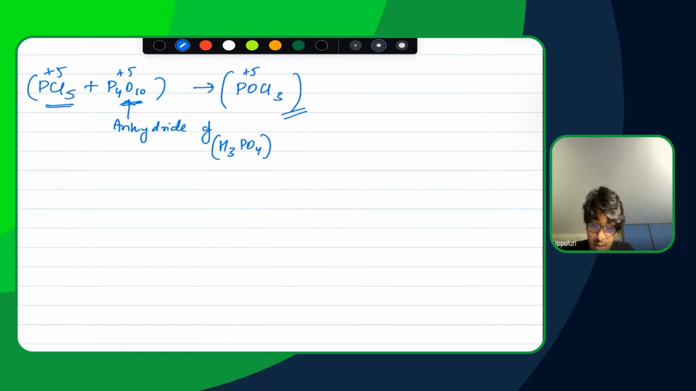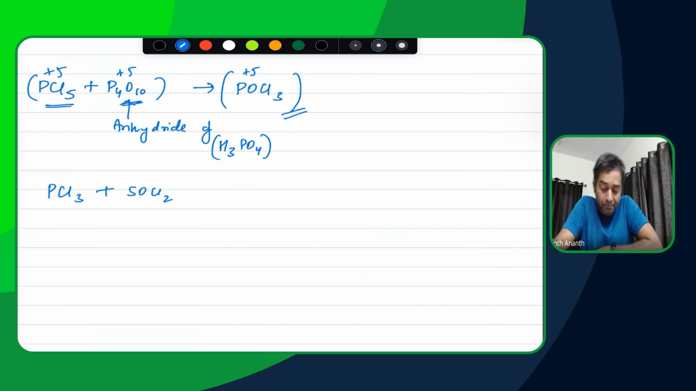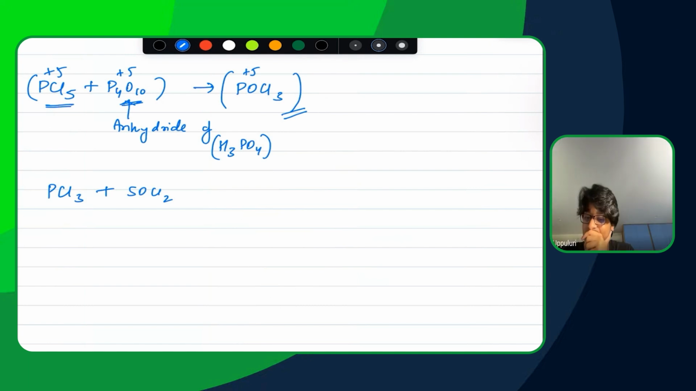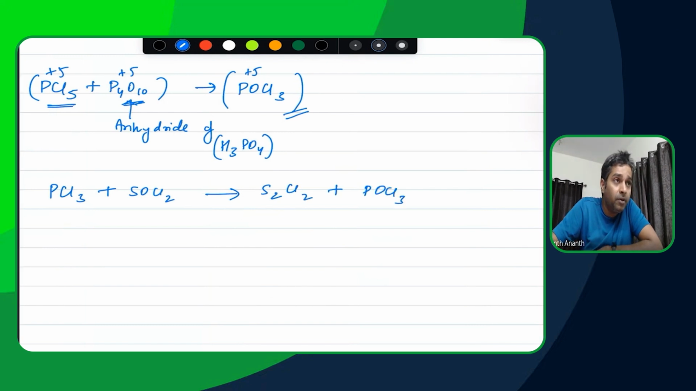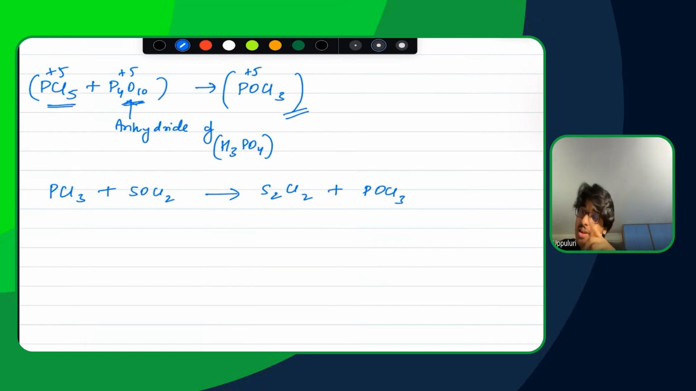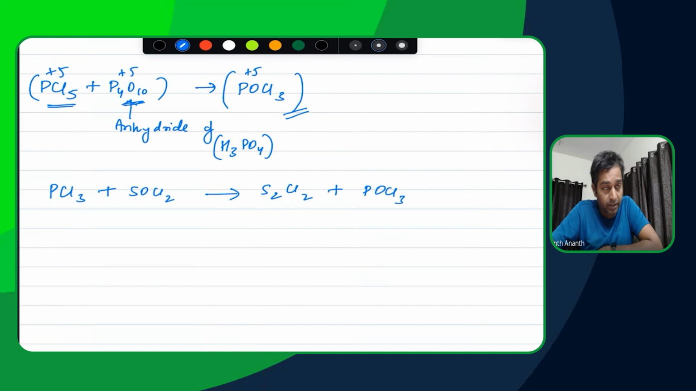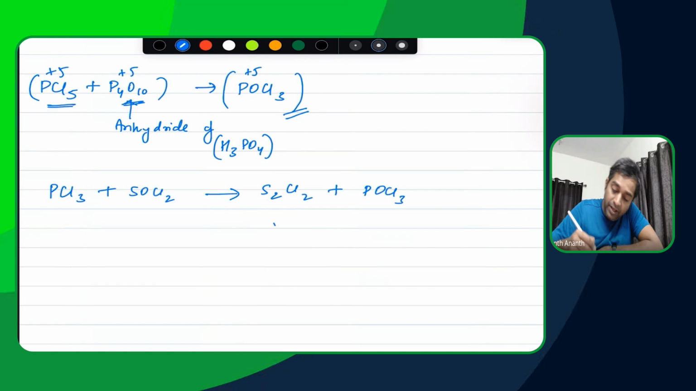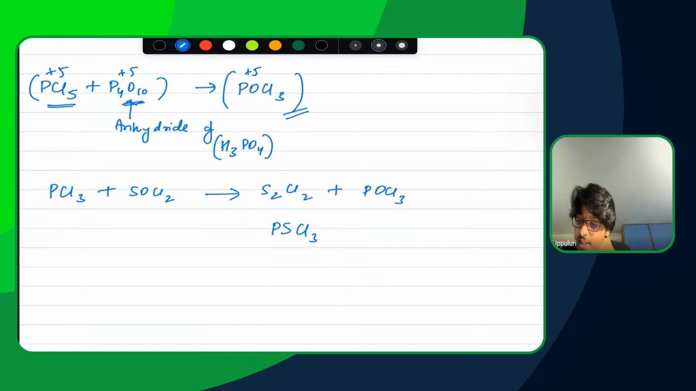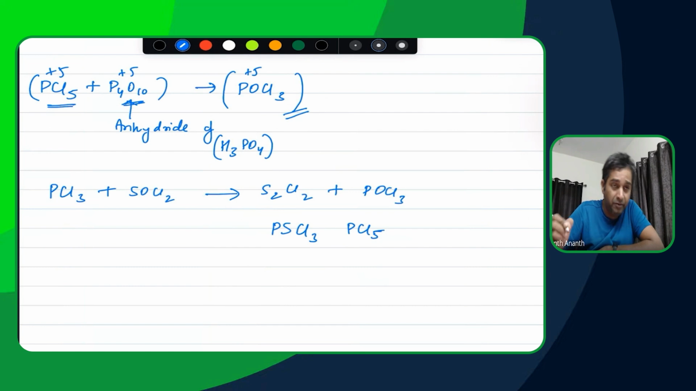PCl₃ plus SOCl₂. So is this that weird one where you get S2Cl2 plus POCl₃? Not S2Cl2, but POCl₃ is correct. What else is obtained there other than POCl₃? PSCl₃ plus PCl₅.